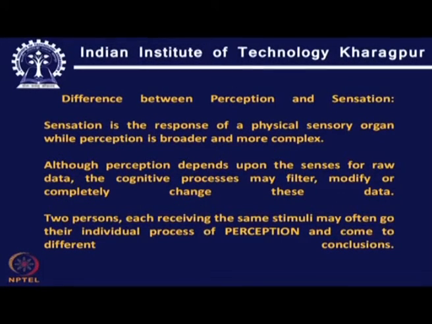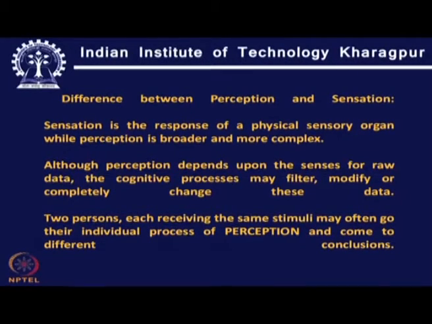The difference between perception and sensation is that sensation is a response of a physical sensory organ, whereas perception is a much broader concept and it is much more complex in nature. So, when the stimuli first strikes the sense organ, only that portion is sensation. But how it is interpreted and the ultimate meaning that is given to that sensation is perception.